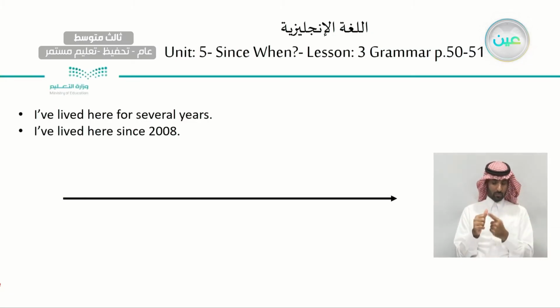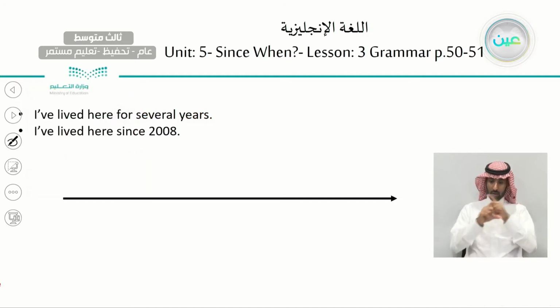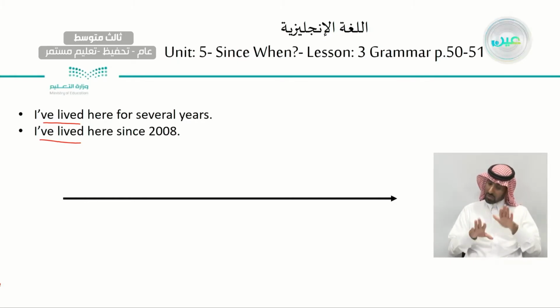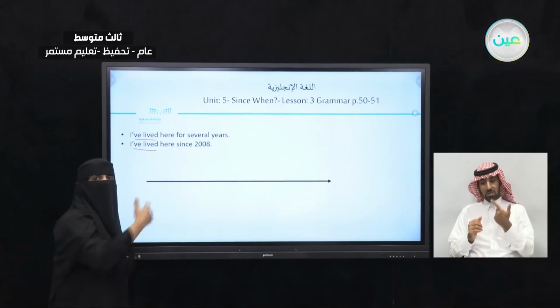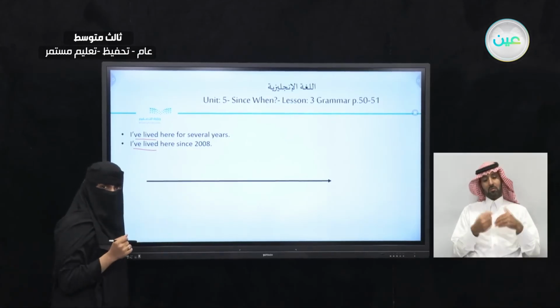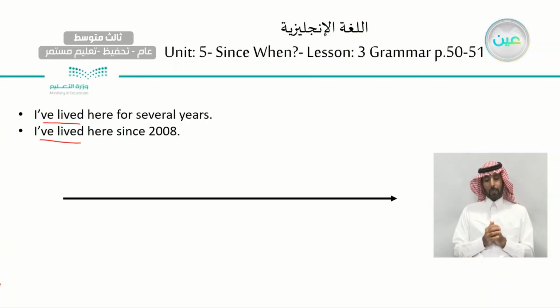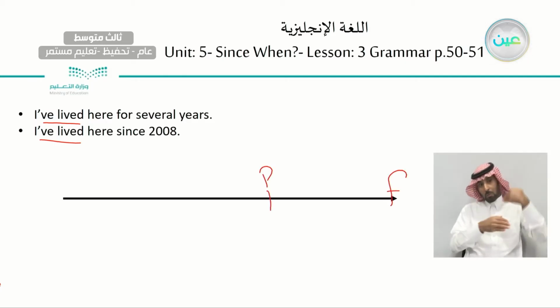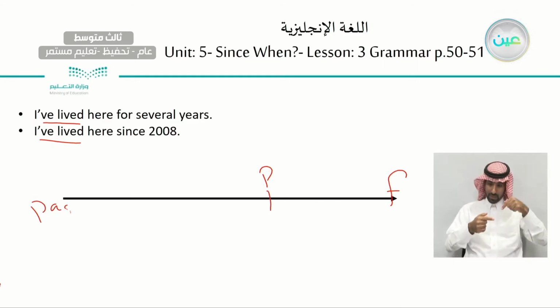Now let's look at these other two sentences. Here we have, I have lived here for several years. Which tense is it? The present perfect. And also here, I have lived here since 2008. Okay? Maybe I still live there. Maybe I will continue living there in the future. Okay? So here the timeline, how do we draw it? Here we have the future, present, and we have the past.